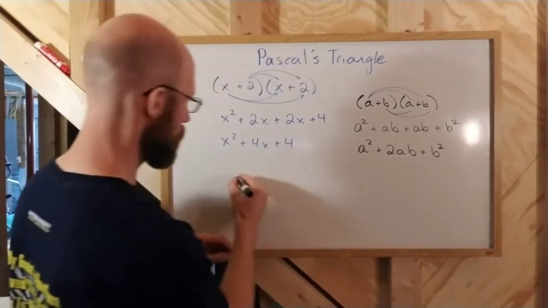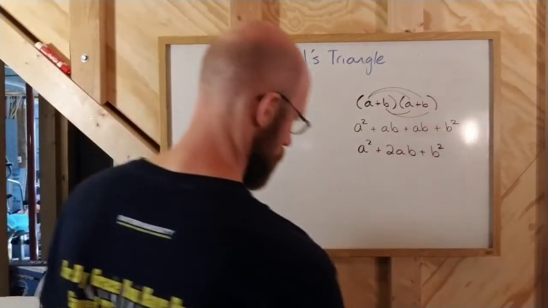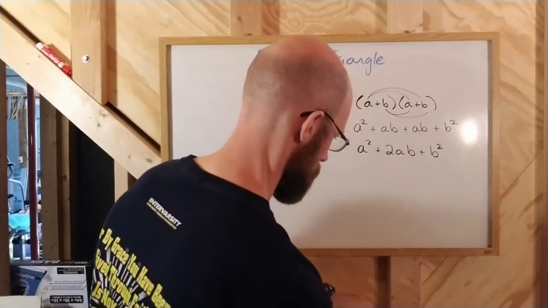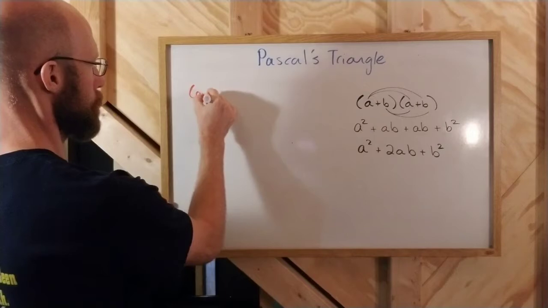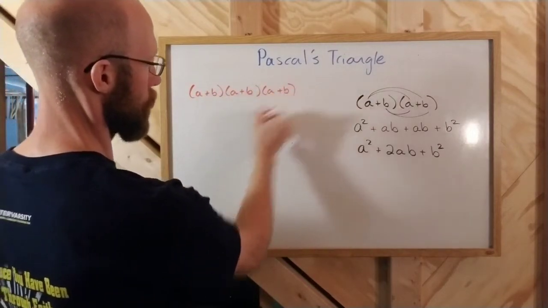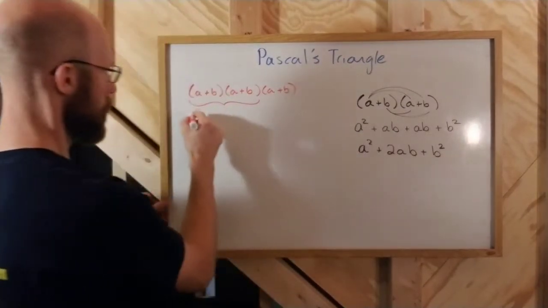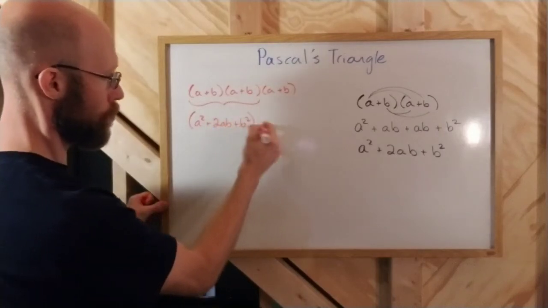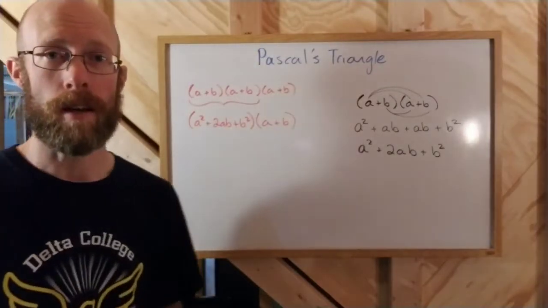So let's say I wanted to do, now I'm going to need a little bit more space. And I'll switch colors here. So let's say I wanted to do a plus b times a plus b times a plus b. Throw a third one in. Well, I know these first two already make that expression, a squared plus 2ab plus b squared. No need to repeat that. But then I have to multiply that by the a plus b at the end.